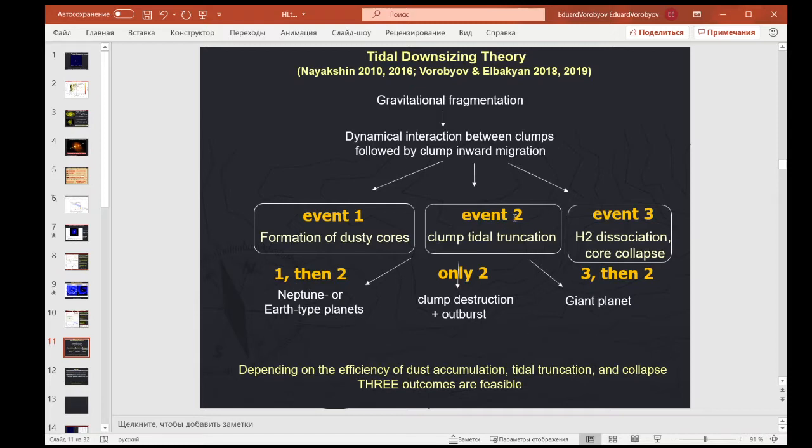If only event 2 occurs and there is no dusty core formation, nor H2 dissociation, then the clump destruction occurs, followed by an accretion outburst, a luminosity outburst. If event 3 occurs and then event 2, first the H2 dissociation and then formation of a dusty core, then we have a giant planet enriched with a dusty core. So depending on the sequence of these events, we can have different outcomes.